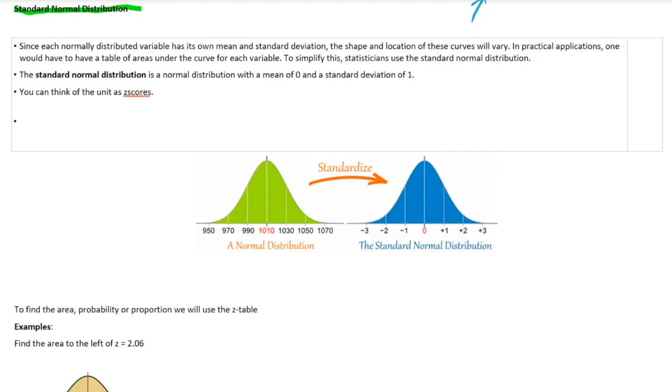So there's a difference between a normal distribution and what we are going to be calling the standard normal distribution. For example, let's say we collected some data, and then that data has variables, and then we graph those variables. So we end up with a distribution kind of like this one, the green one, where the range of the data is going from 950 to 1070.